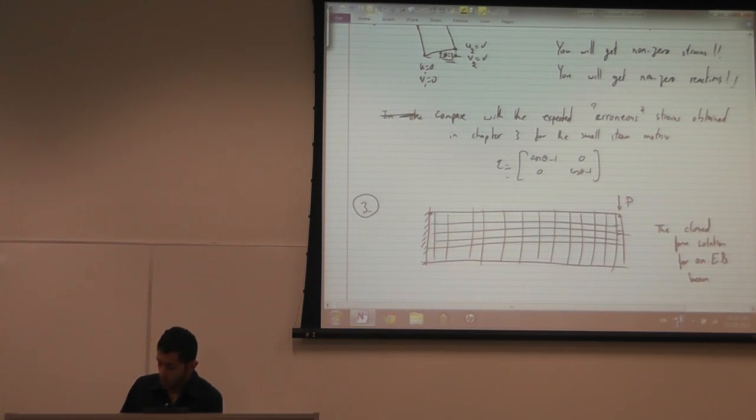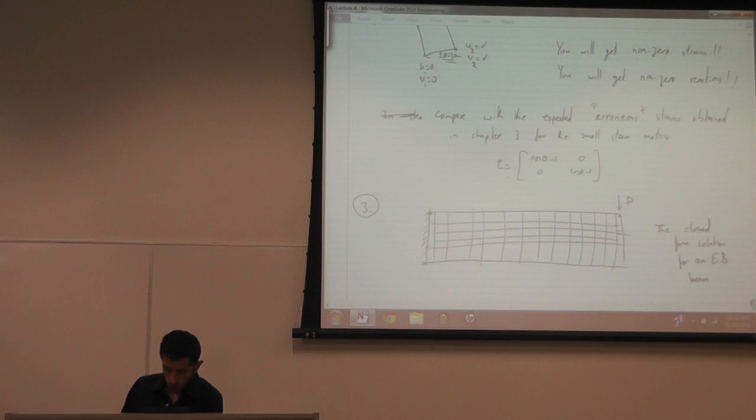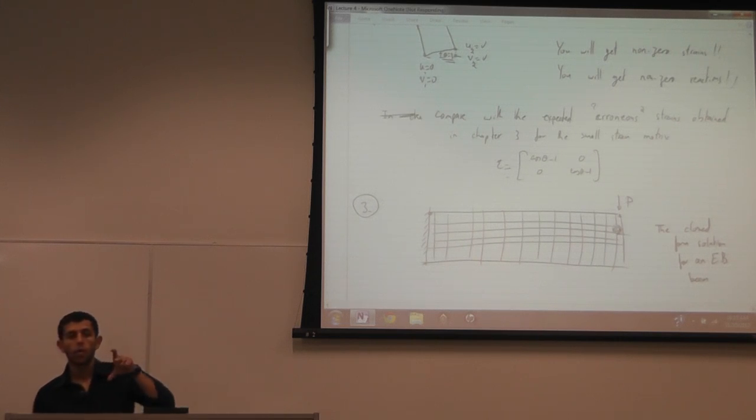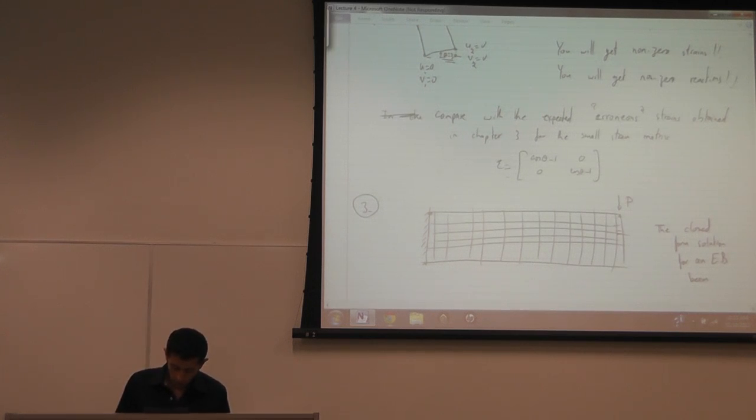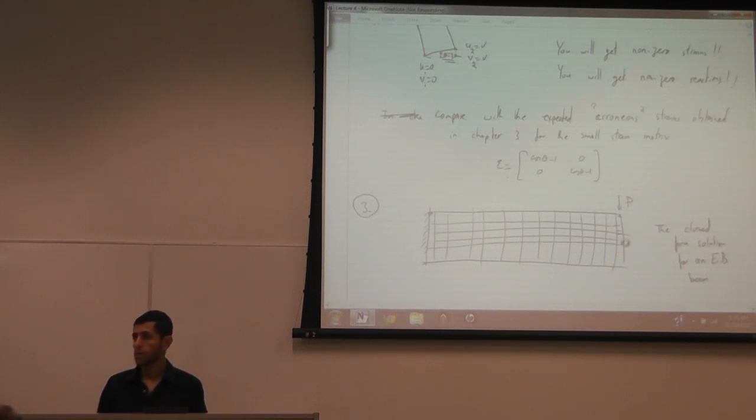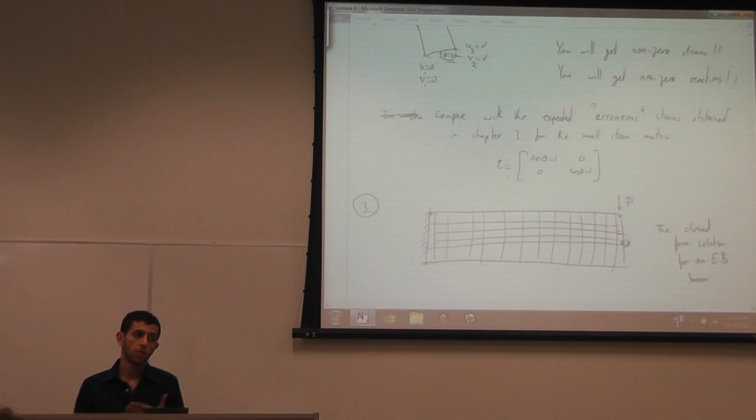But what I'm asking you to do is change the number of elements, keep your elements square, but change the number of elements on the height of your beam. And as you change the number of elements, you will find that you're getting a better approximation. You increase the number of elements, you get a slightly different answer, and then I want you to plot this answer as you increase the number of elements. All right.